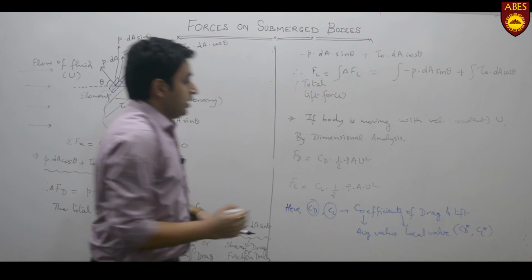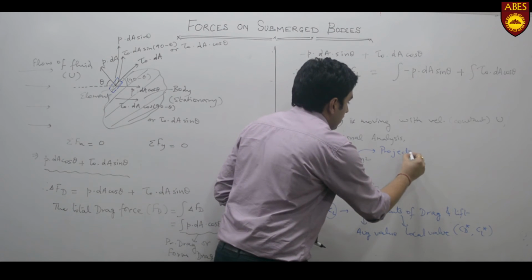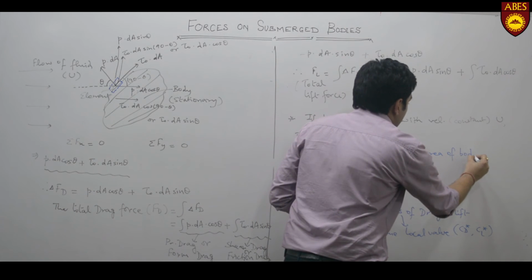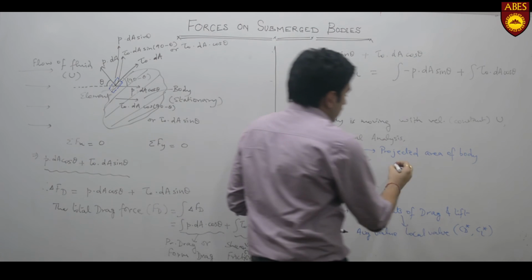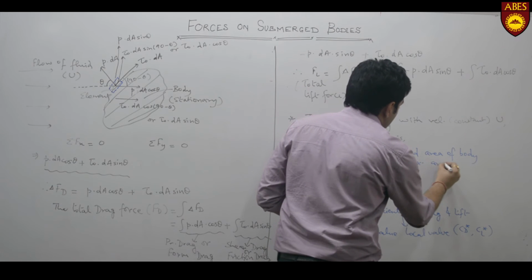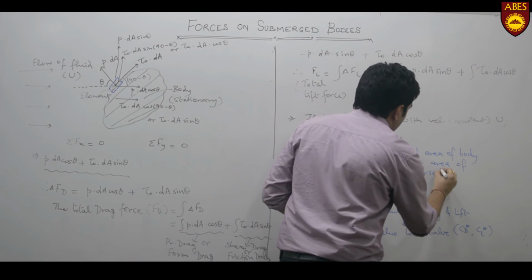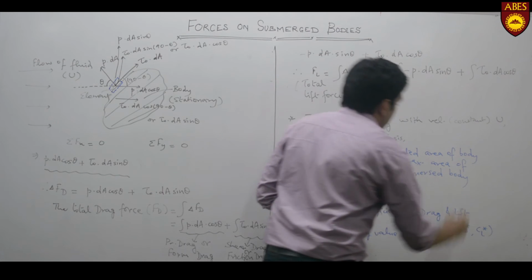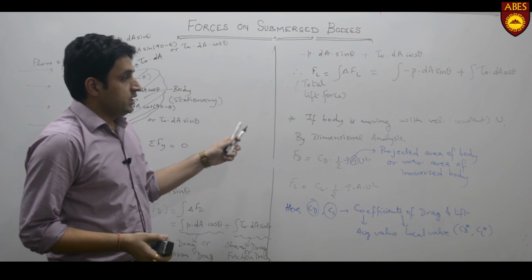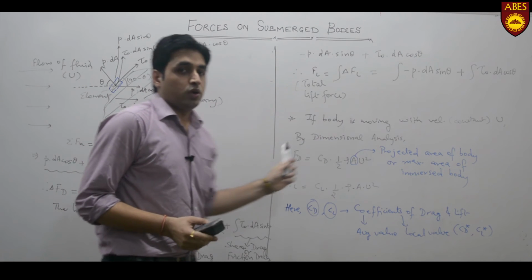Okay, and what is A here? A will be the projected area of the body. So what is projected area? That is the maximum area of the immersed body. Okay, so this is the condition when the fluid is moving, or the case when the body is moving.